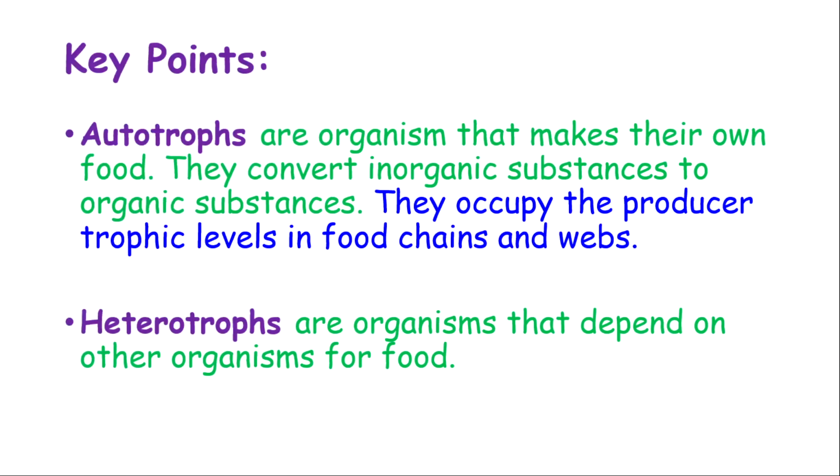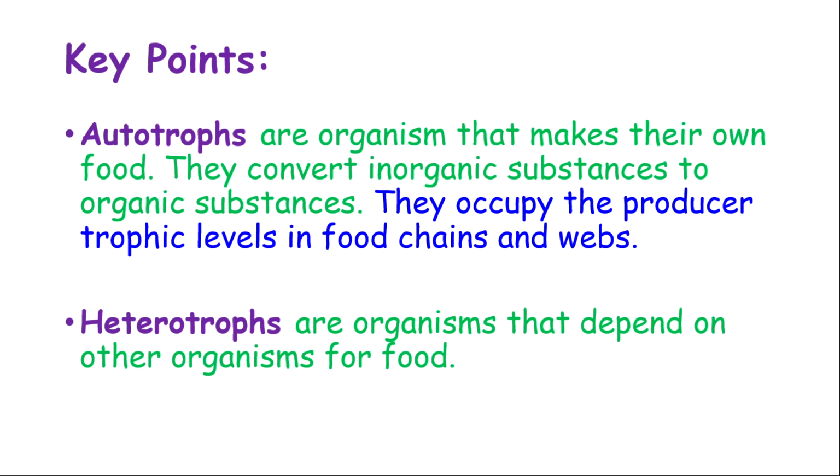Now, autotrophs, very important for us to know this. And of course, you're going to use these terms quite often throughout this lesson as well. Now, autotrophs, they are organisms that make their own food. They convert inorganic substances to organic substances, and very important for us to remember is that they occupy the producer trophic levels in food chains and food webs. So an example of autotroph will be plants. They make their own food. Okay, so plants, algae, and phytoplankton, they make their own food. They are able to photosynthesize, so they are called autotrophs. Okay, and they occupy the producer levels.